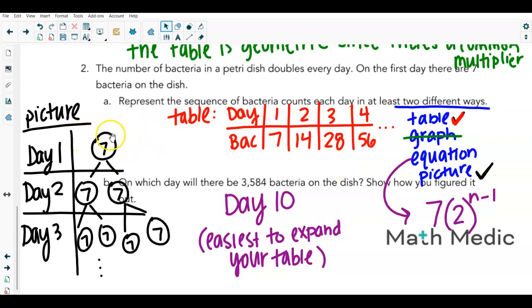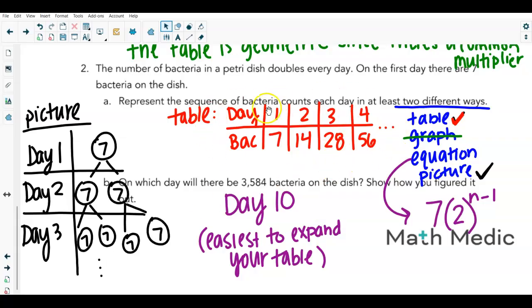So day 1, here's my little petri dish. There's 7 bacteria. If it doubles, day 2, there would be 2 petri dishes with 7 bacteria in each. Day 3, each of these petri dishes would double, and so we could see there would end up being 4 petri dishes of 7. So that would be if you're going the picture route.